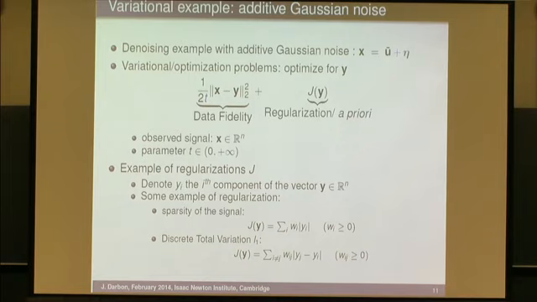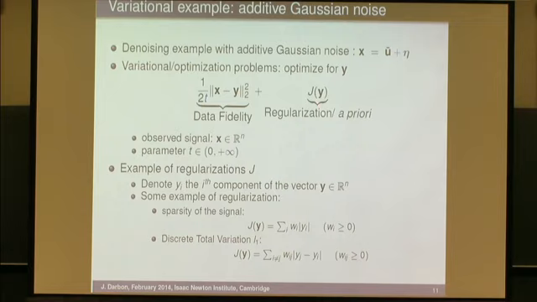And then you add a regularization term, an a priori term. It could be your favorite one, TV, L1, whatever. And X is your observed data, and you minimize for Y. So I give here several examples.